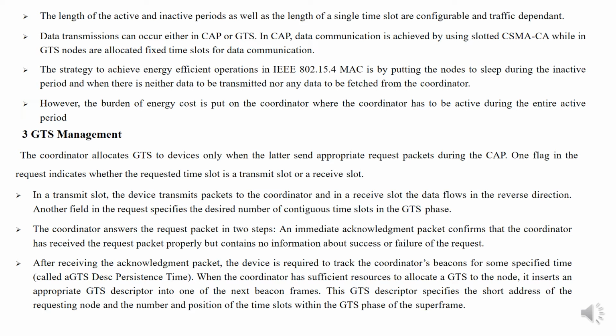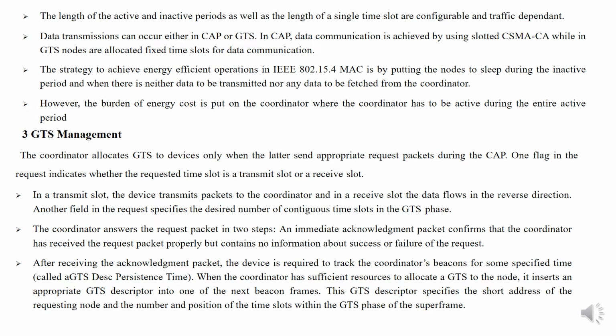The coordinator answers the request packet in two steps. An immediate acknowledgement packet confirms that the coordinator has received the request packet properly but contains no information about success or failure of the request. After receiving the acknowledgement packet, the device is required to track the coordinator's beacons for some specified time called a GTS persistence time. When the coordinator has sufficient resources to allocate GTS to the node, it inserts an appropriate GTS descriptor into one of the next beacon frames.